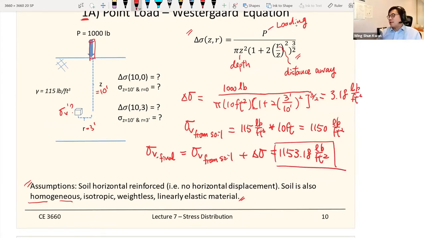So this is the final answer for the stress, not only from the soil, but also from the surcharge, the distributed stress from the surcharge. So you expect, if you're asked to calculate the stress again underneath the loading, or you calculate the stress again at other points, you can have very different answers, and based on your interests, you need to find out all of them.